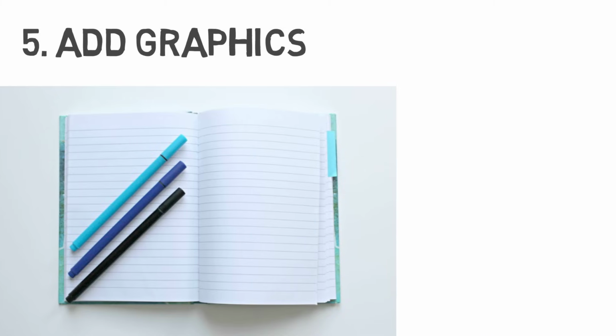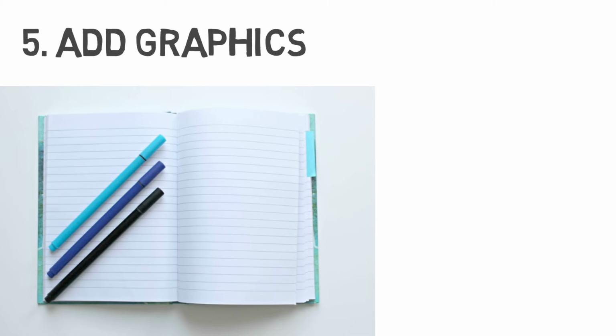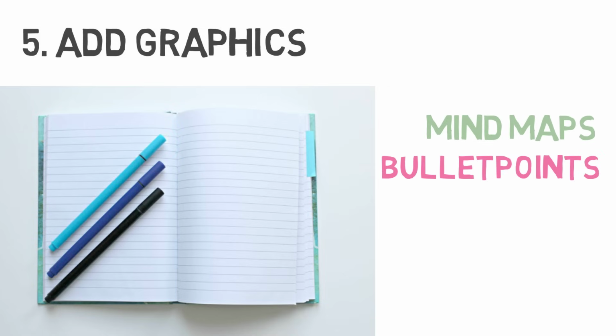Step 5 is to add graphics so you don't only have full pages of writing. Find different ways to present the information in a visual way by using mind maps, bullet points, and graphs.